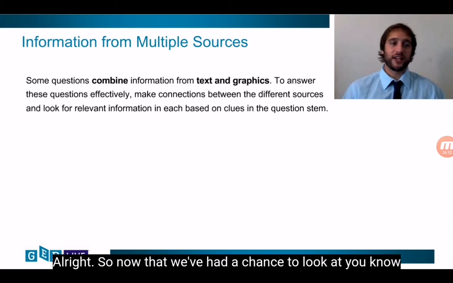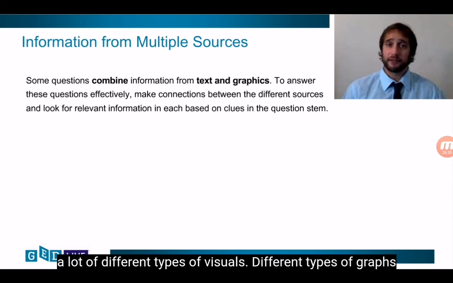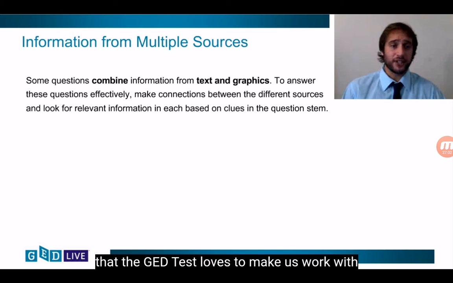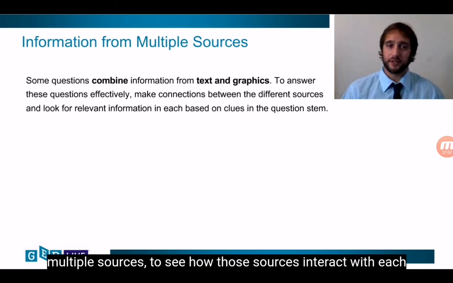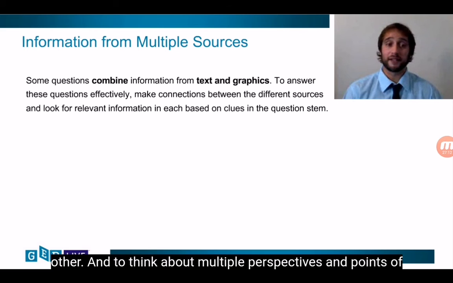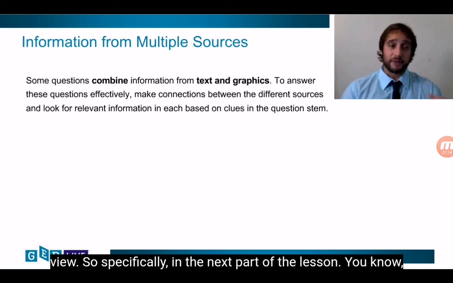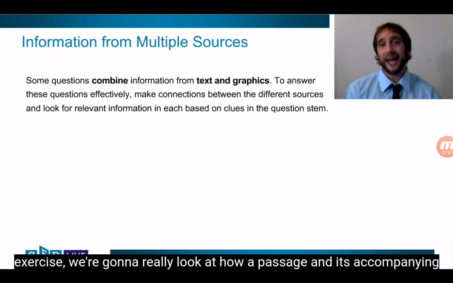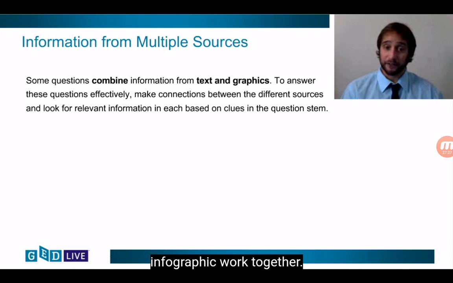Now that we've had a chance to look at a lot of different types of visuals, different types of graphs and charts, and even a political cartoon, remember that the GED test loves to make us work with multiple sources, see how those sources interact with each other, and think about multiple perspectives and points of view. So in the next part of the lesson, all about infographics, we're going to look at how a passage and its accompanying infographic work together.